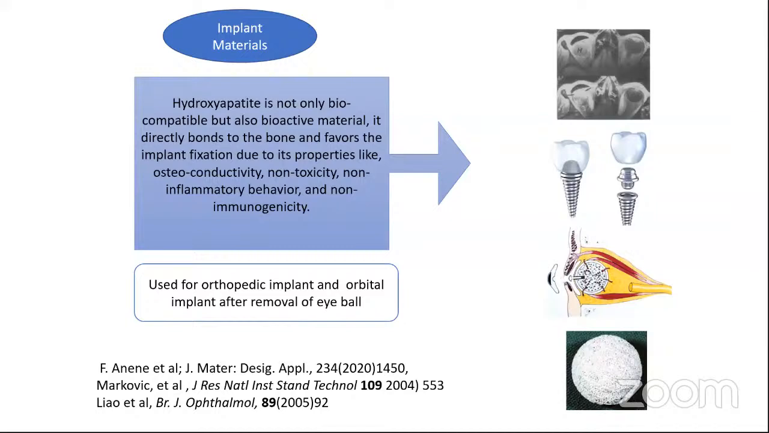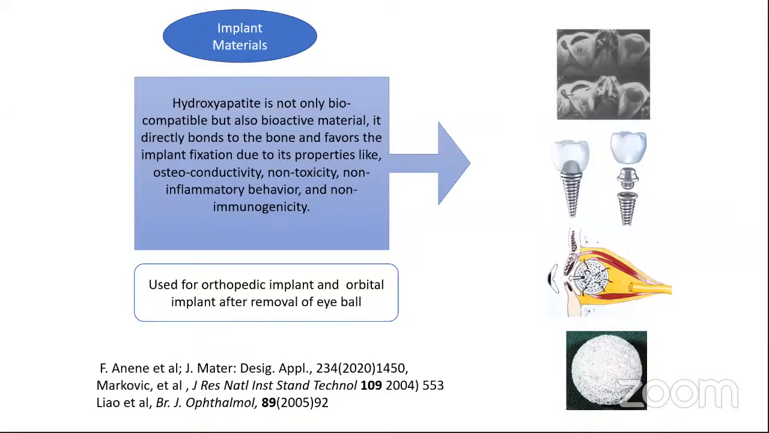This is the hip implant material, and the hip implant is made using hydroxyapatite. Again, for eyeball implants, it is used as an orthopedic implant and an orbital implant for removal of the eyeball. If any patient has a damaged eyeball that must be removed after surgery, an artificial eyeball is implanted, and that artificial eyeball is made of hydroxyapatite. These are the references from where I have taken this, and these authors have discussed the implant materials in detail.